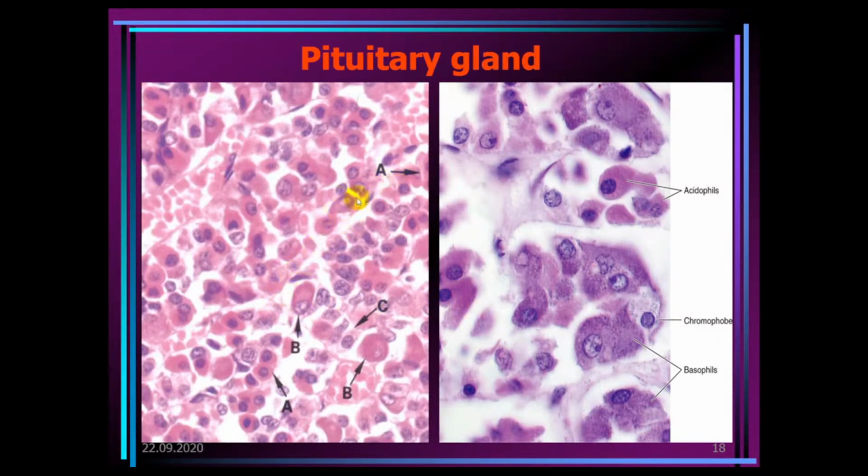Cells which have red granules in the cytoplasm, you can see red granules in the cytoplasm here, are acidophils. But we can't understand under the light microscope whether it is somatotrophs or mammotrophs. Pale staining cells like here are chromophobes.